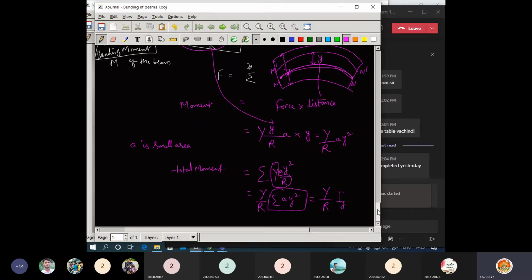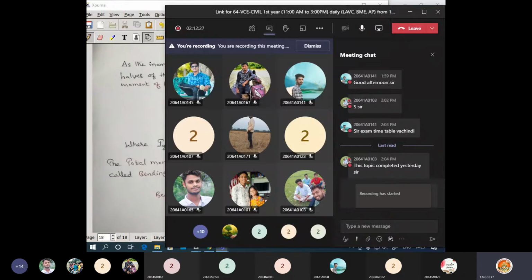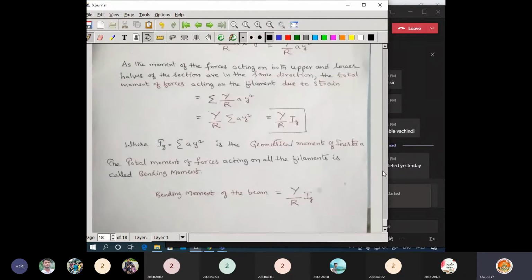So this is the final expression of the bending moment. Now let us see what we wrote in the material so that you can get a clear idea.